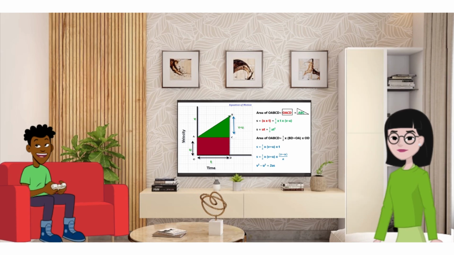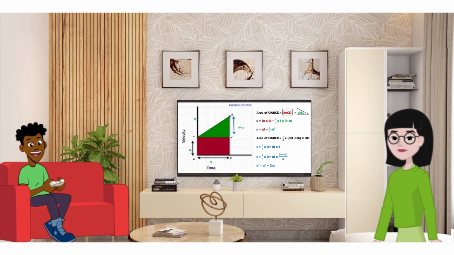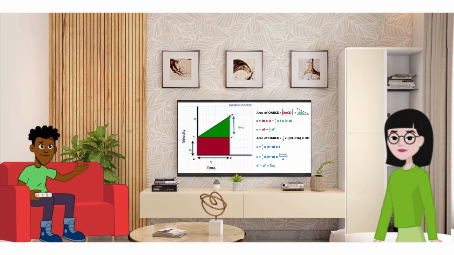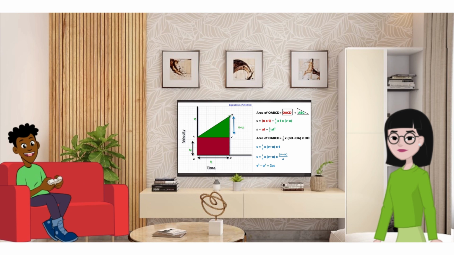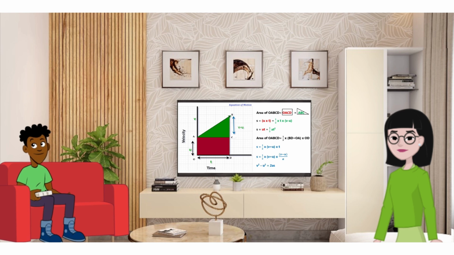Second method: another way to calculate the area of a trapezium is half into the sum of the parallel sides into the perpendicular distance between them. Here BD and OA are parallel to each other. Therefore, the area of the trapezium will be half into the sum of the parallel sides, that is BD and OA, into the perpendicular distance between them, that is OD.